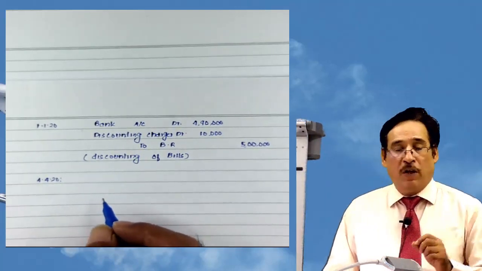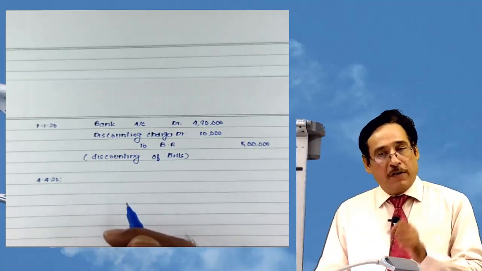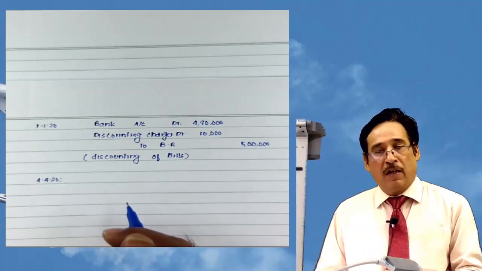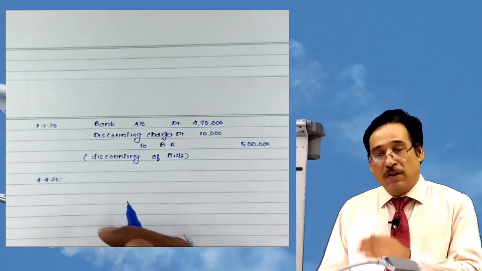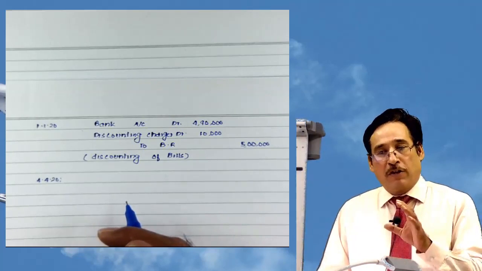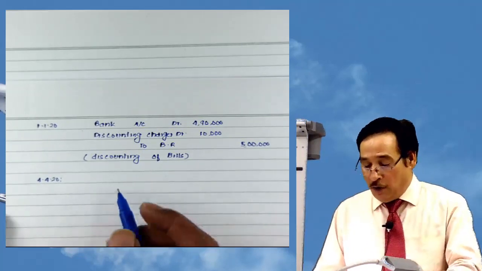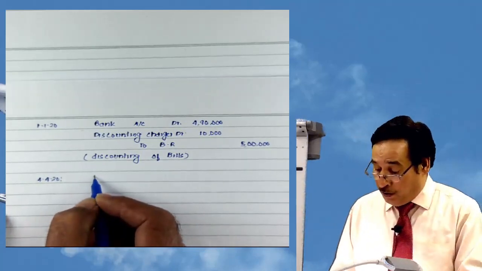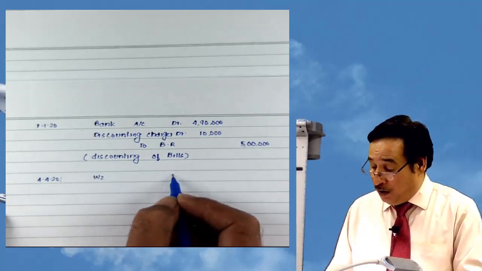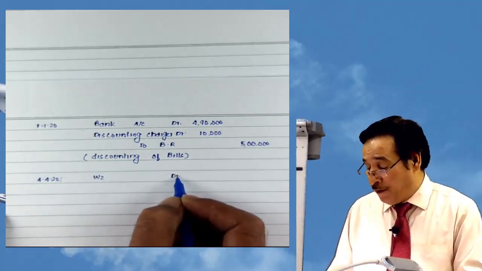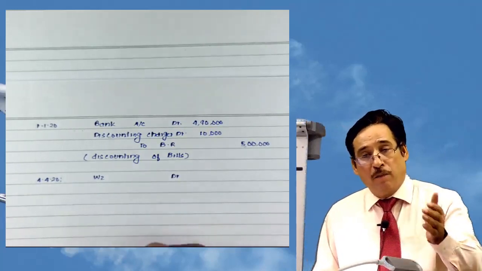Just a moment ago, I did say that whenever the bill gets dishonored, at any cost, in the books of the drawer, the drawee is the debtor. From the perspective of the drawer, the drawee is the debtor. You are going to debit the debtor account, that is the drawee account. The drawee is W-2. He will again become your debtor. But how much is the bank going to ask from you?